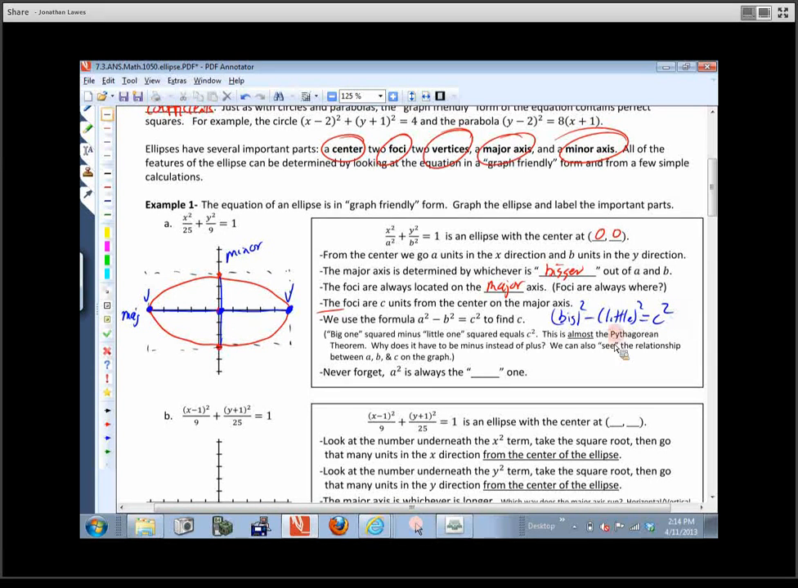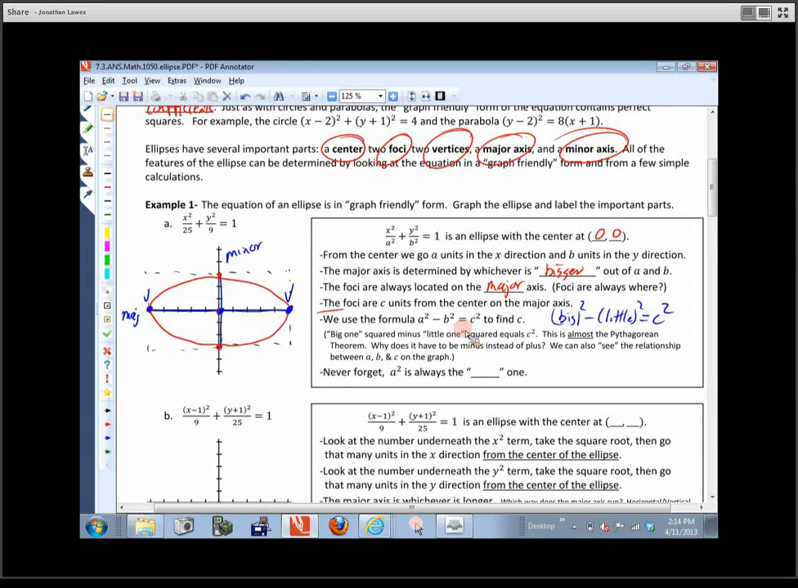Now, if you think of it that way, it's always going to be A squared minus B squared, big one squared minus little one squared. I'd really prefer you think of it as the big one squared minus the little one, rather than this, because then you don't get screwed up. Okay? And it's also easier to understand why the formula is going to be a little bit different when we do hyperbolas next week.